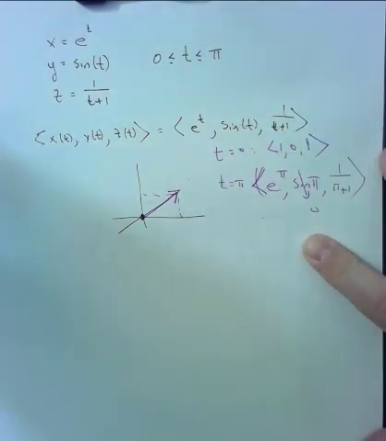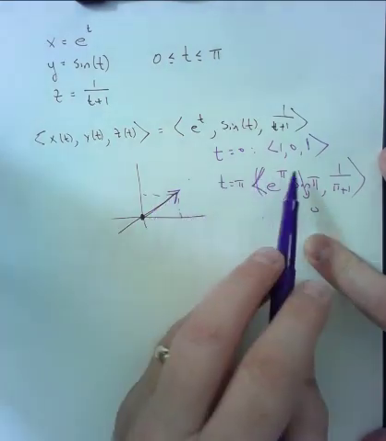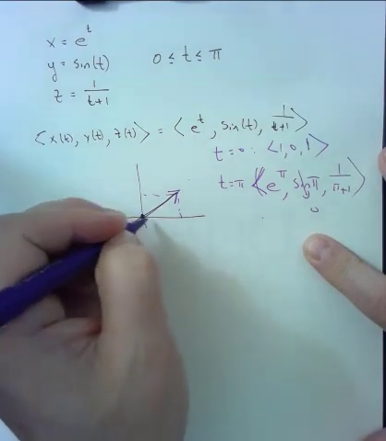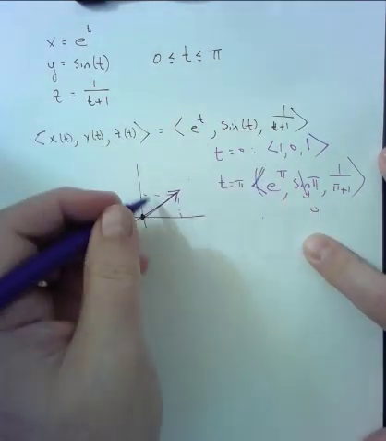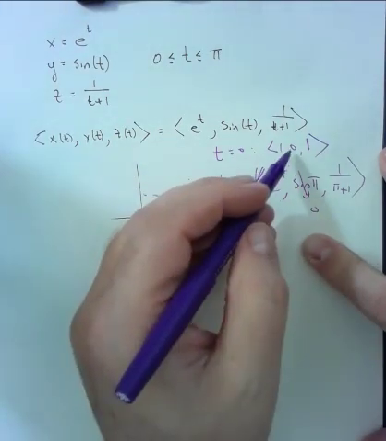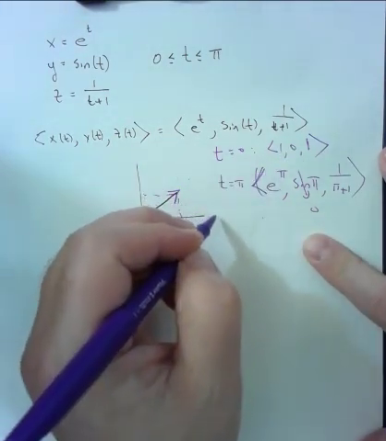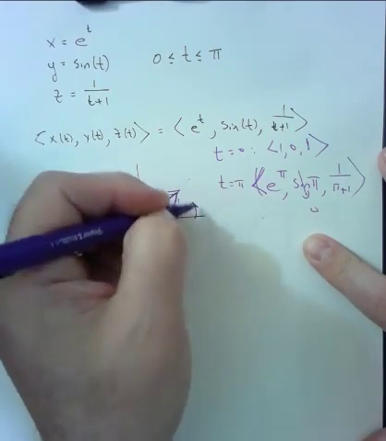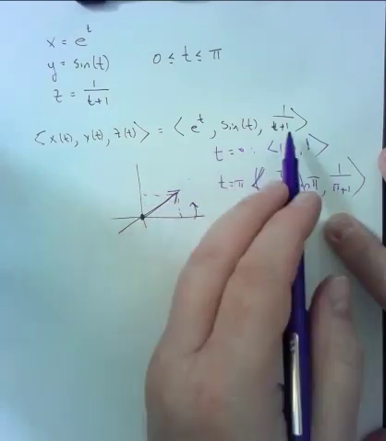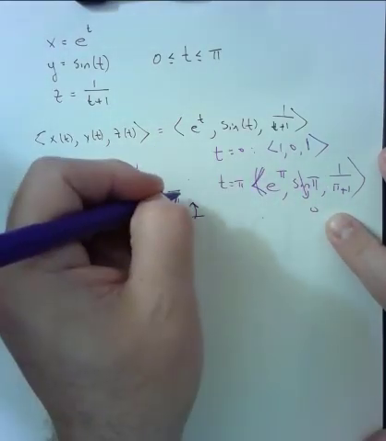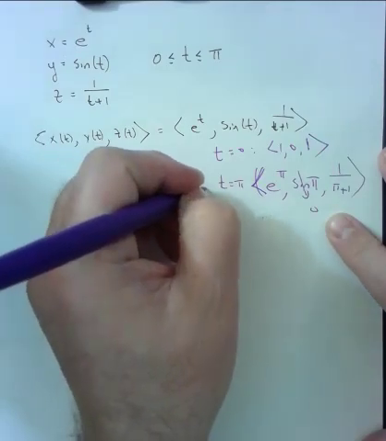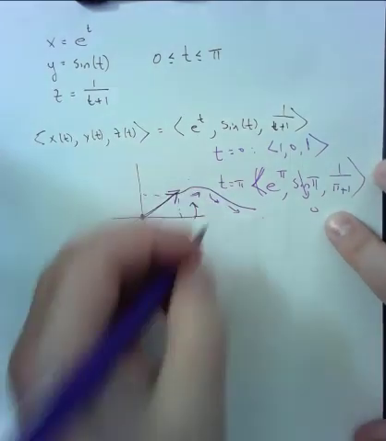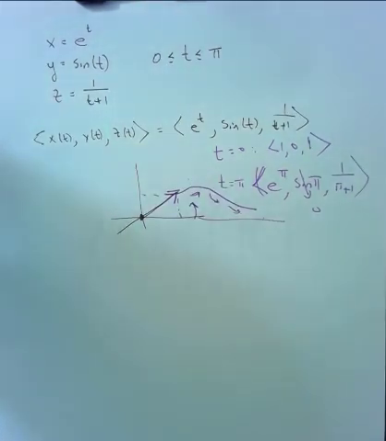So as t evolves from 0 to pi, you can imagine this curve starts to behave such that its x-coordinate is getting bigger and bigger from 1 to e to the pi. The y component gets a little bigger and then a little smaller. So the y component is actually going to sweep out into the octant, but then come back to 0. And then the z component is just going to get smaller and smaller. And so this curve might do something like this, which sweeps in, sweeps back out, but it's coming down towards the xy plane.